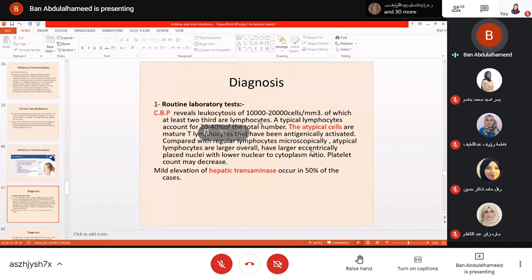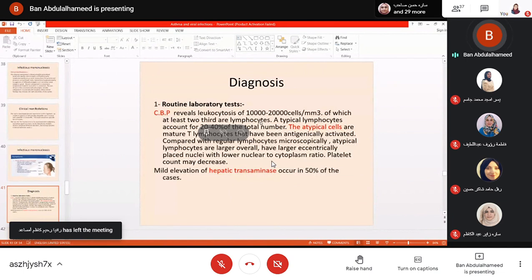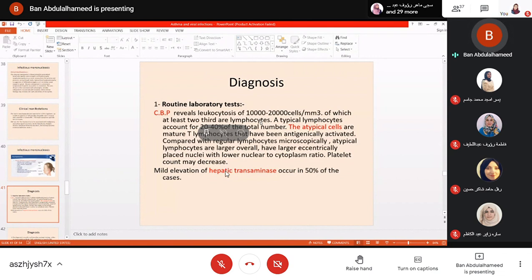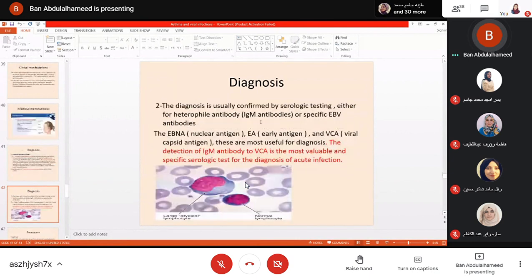إذا نسوي مقارنة بين الليمفوسايت العادية والأتيبيكال lymphocyte. الأتيبيكال lymphocyte تكون larger than the normal lymphocyte and it contains eccentrically located nuclei with lower nuclear to cytoplasm ratio. بالنسبة للcomplete blood picture also the platelet count may be decreased. So بالcomplete راح نشوف leukocytosis، راح نشوف atypical lymphocytes بالperipheral blood، والplatelet count راح تكون slightly decreased. بالنسبة إلى hepatic transaminase, there is mild elevation in hepatic transaminase enzyme in about 50% of the cases.